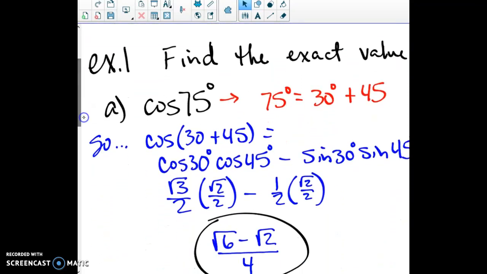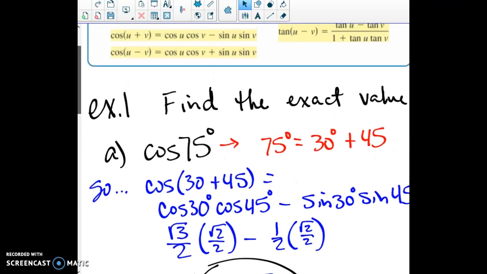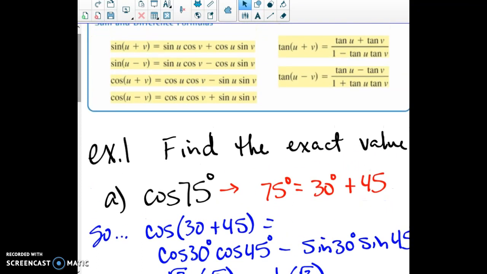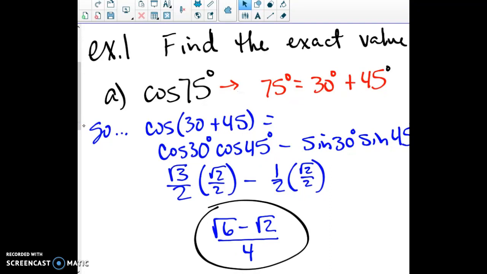Very first one, it says find the exact value of 1, the cosine of 75, and 2, the sine of pi over 12. So for 75, we're going to consider our table up here. We've got cosine, so we're going to be looking at the 2 cosine functions, and we have sum and difference. Well, I know that's simply 30 plus 45 degrees. I know that's a simple sum for 75. So we're going to take that fact and we're going to say that the cosine of 75 is the same as the cosine of 30 plus 45.